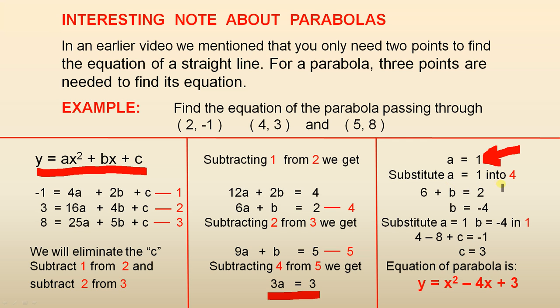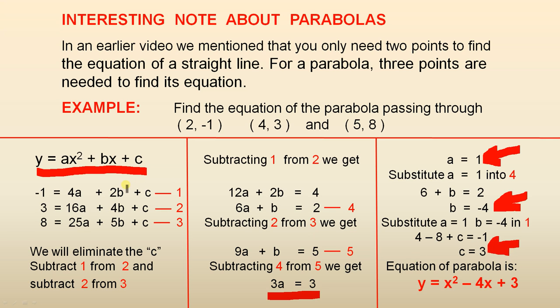Substitute a equals 1 into equation 4, into this equation here, and we get 6 plus b equals 2, so b equals minus 4. So here is our second letter. Now if we substitute a equals 1 and b equals minus 4 into equation 1, that is into this equation here, we get 4 minus 8 plus c equals minus 1. When we simplify that, we get c equals 3. And there is our third letter.